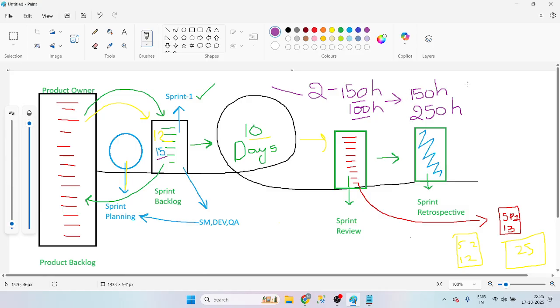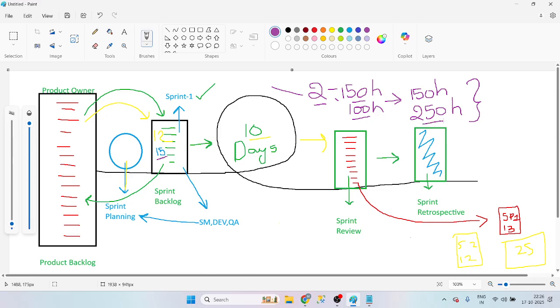No, we are not going to take these 2 tickets. We are removing 50 plus 100, 150 hours of tickets. Now the 2 tickets are 150 hours of tickets. But you are adding 150 plus 250, around 400. Oh, sorry, 250 hours of tickets now.